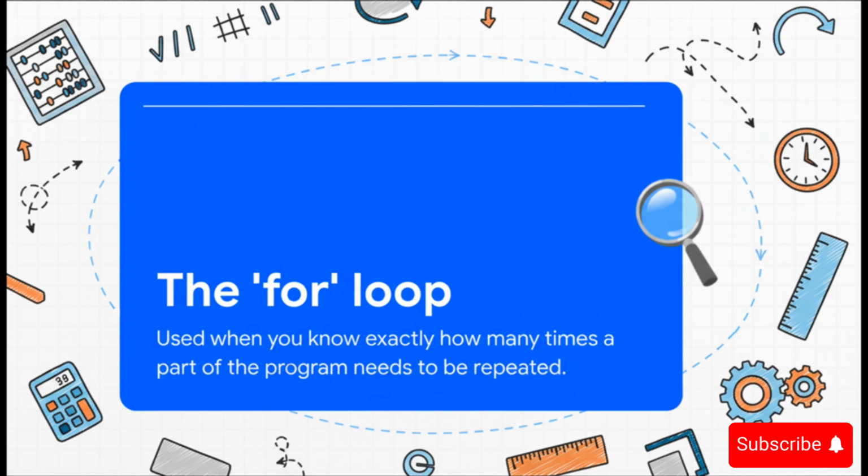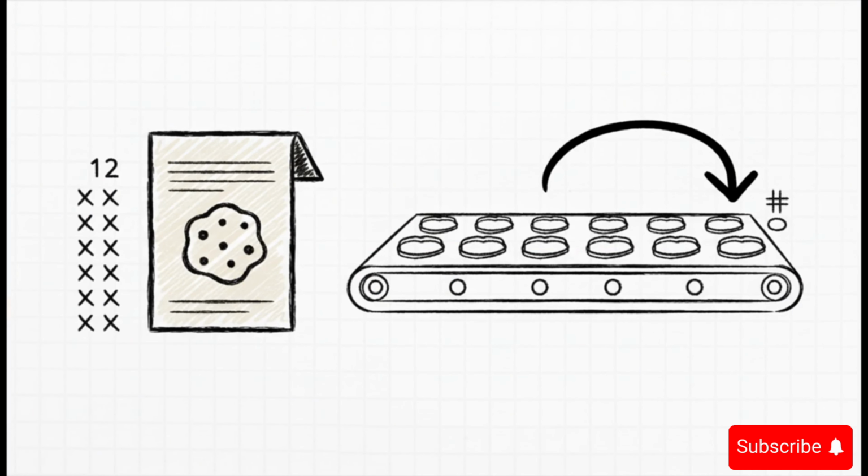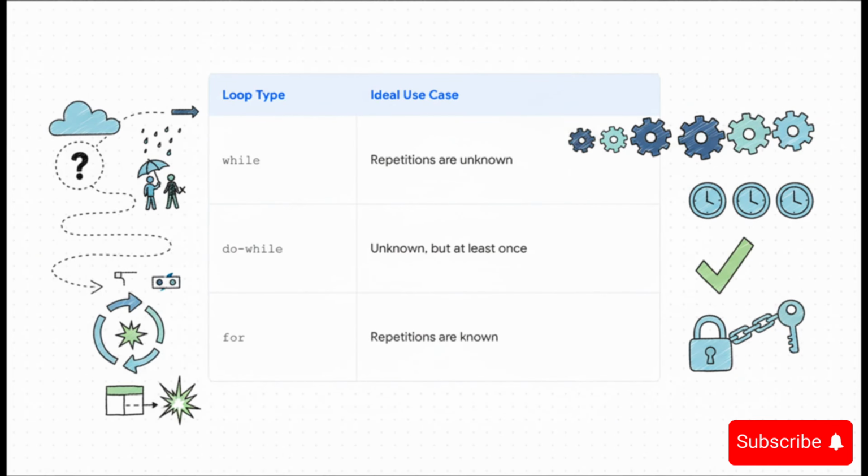And finally, we have the for loop. This is the specialist. This is the loop you call when you know, right from the very start, exactly how many times you need to do something. It's built for counting. This makes the for loop super predictable. If a recipe says to bake exactly 12 cookies, that's a for loop. There's no guesswork. The number of repeats is locked in from the beginning. Okay, so let's just quickly put that all side by side.